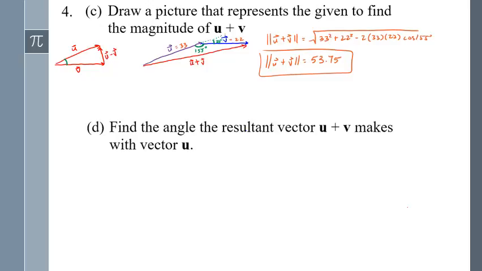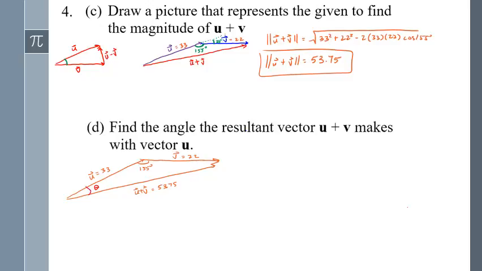Okay. Now part D, the last part, find the angle that the resultant makes with u plus v. So I'm going to redraw that triangle. So here's u, here's v, here's u plus v. So we knew that was 53.75. We knew this side was 22. This is 155 degrees. This is 33. And now we're looking for this angle theta.